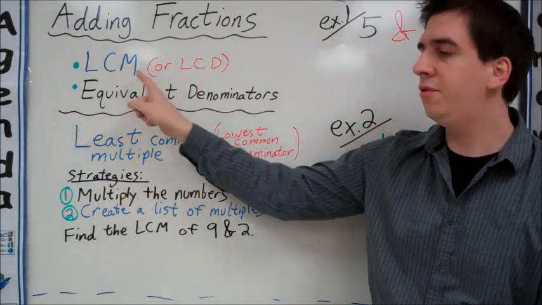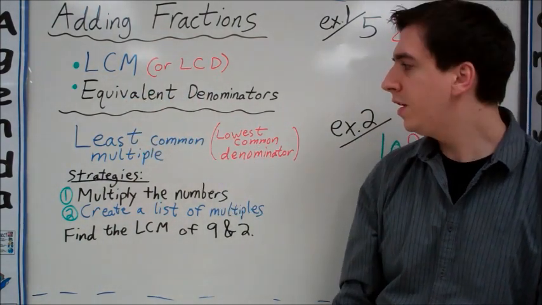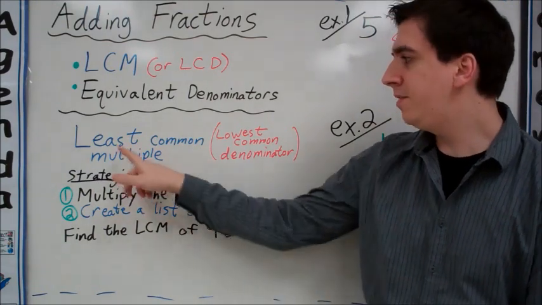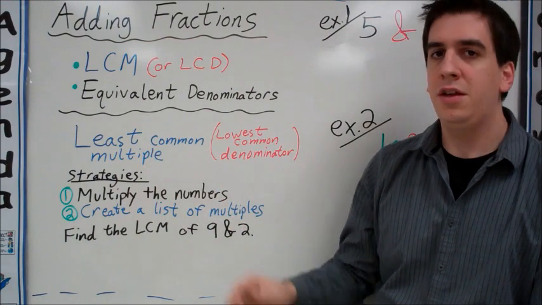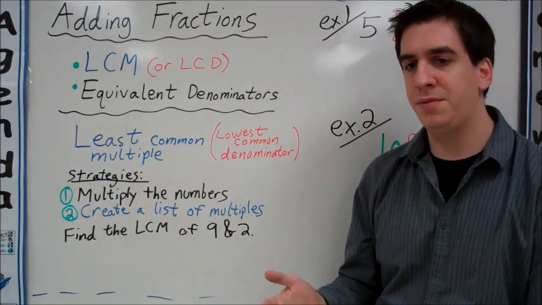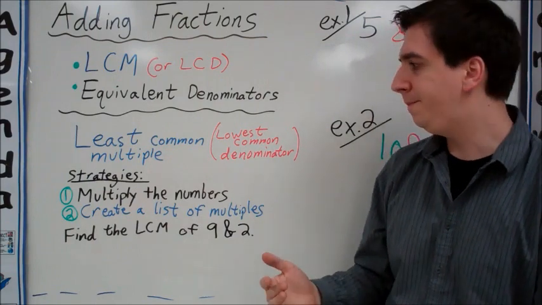One is the LCM, or the LCD. The other one is equivalent denominators. Let's look at the LCM first. That means the lowest common multiple, or the lowest common denominator. You may get this between two numbers or between three numbers. It's going to be between more than one number.